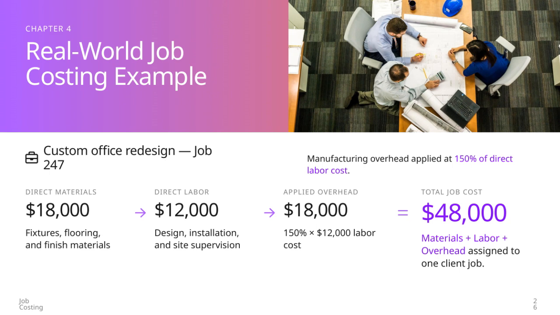So, in this case, the overhead applied is $18,000, calculated as 150% times $12,000. Adding these components together, materials, labor, and applied overhead, gives us the total job cost of $48,000. This example clearly illustrates how each cost element contributes to the final total in job costing.